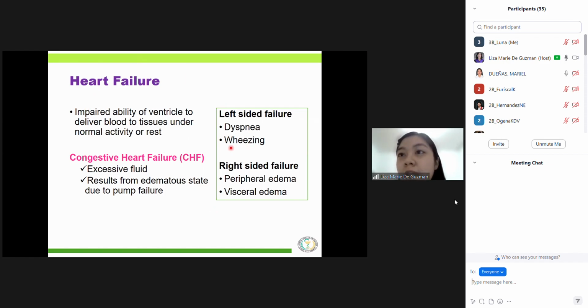So one type of heart failure is called congestive heart failure, where there is accumulation of excessive fluid, again due to the inability of the heart to pump or deliver blood, resulting in edematous states or edema due to the pump failure. There are two types of heart failure. Left-sided failure is because the left ventricle is affected, characterized by dyspnea and wheezing, affecting the lungs. Right-sided failure affects the right ventricle, characterized by peripheral edema and visceral edema.